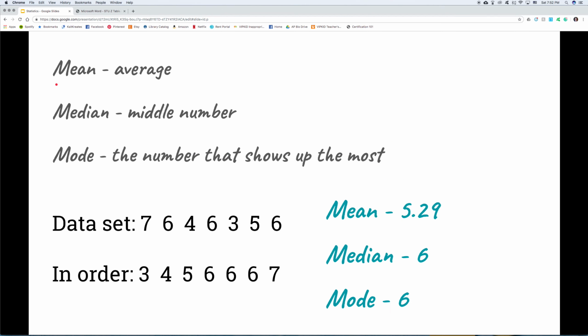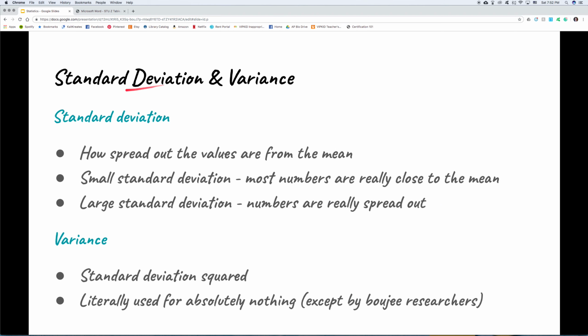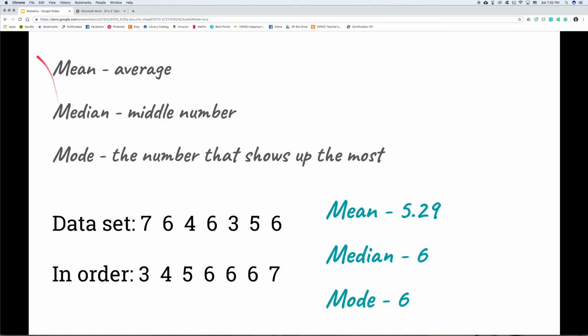Okay, so we started with the basic mean, median, and mode. So the mean is just the average. To calculate the mean, you just add up all these numbers and then divide by the total number in your data set. So I'd add 7 plus 6 plus 4 plus 6 plus 3 plus 5 plus 6, and then I would divide that number by 7.